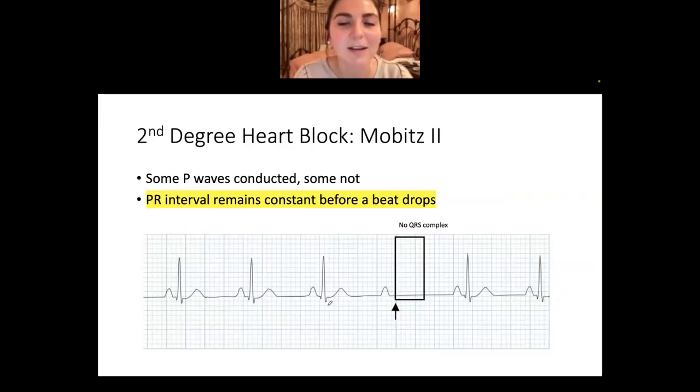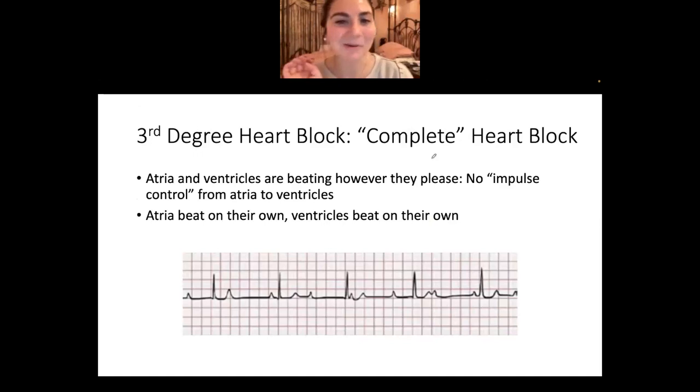So I just think of Mobitz 1 as the first one, so it's trying to be nice. It's like, hey, something bad's going to happen. And then Mobitz 2 is like, nope, it's just going to happen. Absolutely no warning whatsoever. Okay, so that's Mobitz 2.